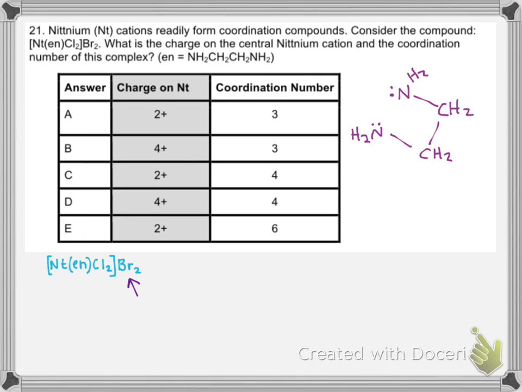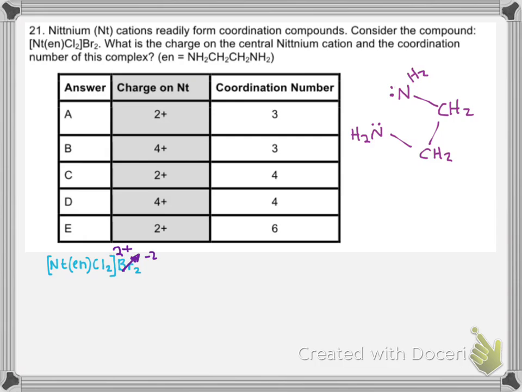So what I mean by that is each bromide has a charge of -1, which means that total the bromides are contributing -2. So the complex must be +2 to counterbalance that. Now we can work our way over to the nitnium and see what the oxidation state of our metal is.